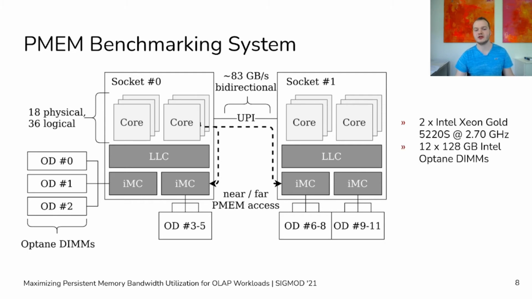Each DIMM has a so-called write combining buffer on it, allowing it to buffer and batch successive writes to improve performance. The DIMMs on one socket are interleaved in 4 kilobyte chunks with each other. Always 3 DIMMs are connected via one IMC, sharing this IMC with 3 DRAM DIMMs, which means the system also has 12 DRAM DIMMs in total. The system is running Ubuntu 18.04.